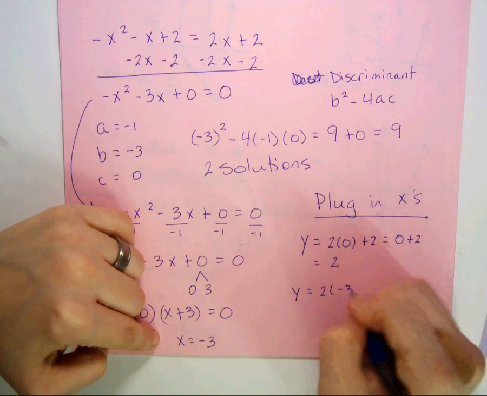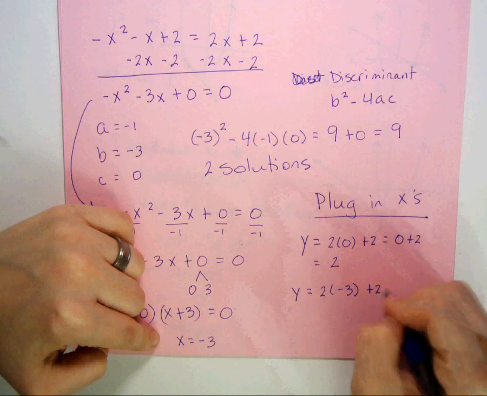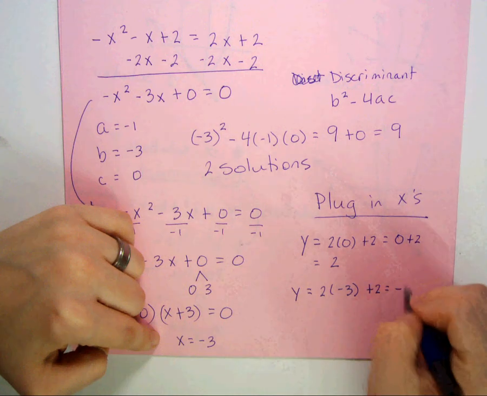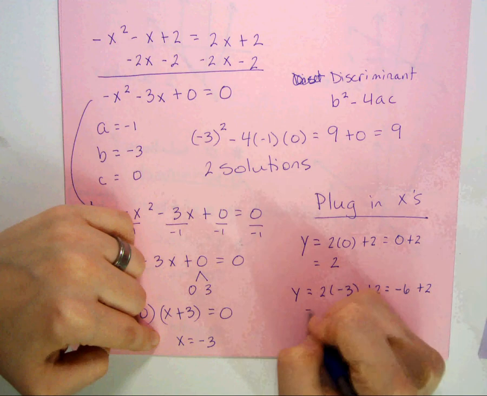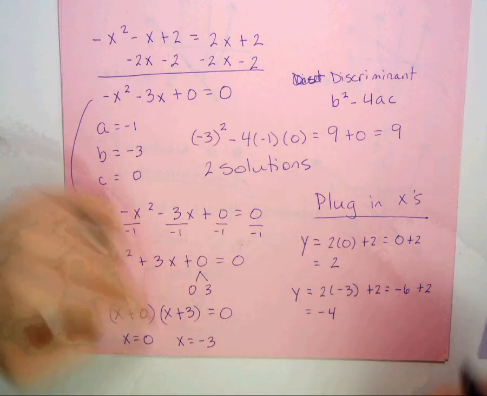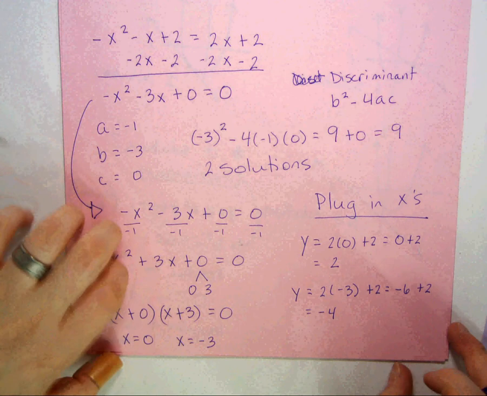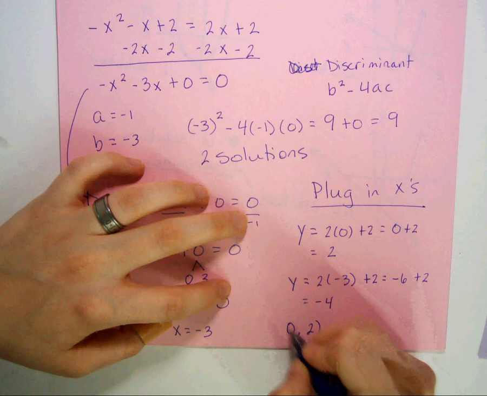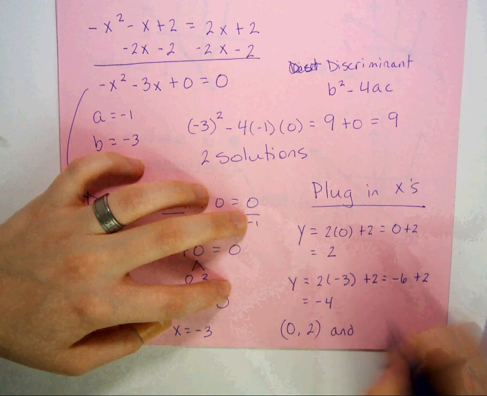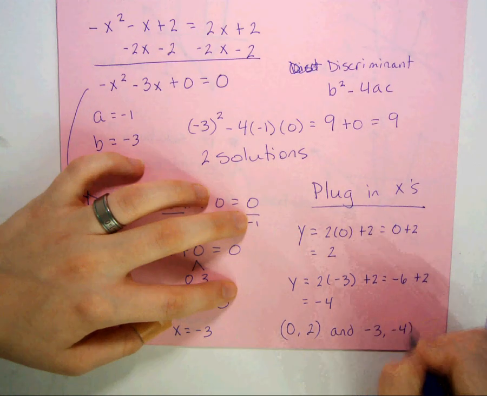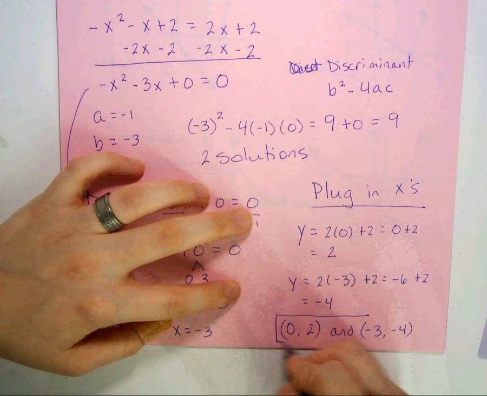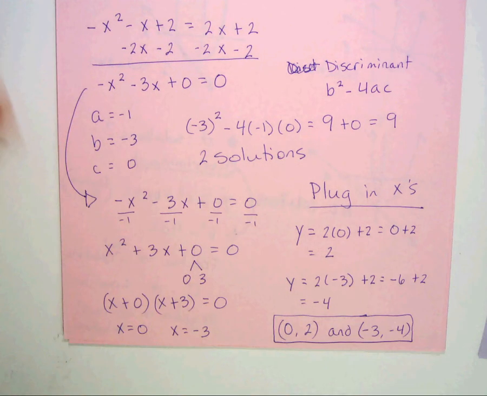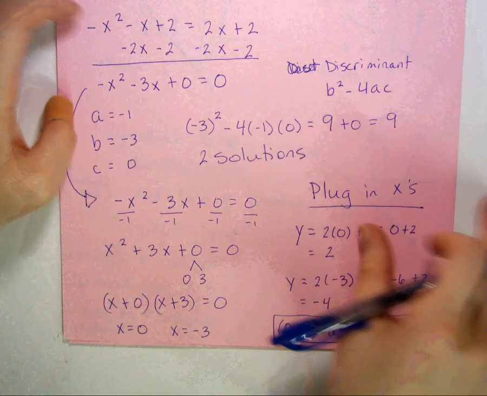And so I get y equals 2 times negative 3 plus 2. So I get negative 6 plus 2, so I get negative 4. So I end up that my two solutions, the 2 points of intersection, are 0, comma 2 and negative 3, comma negative 4. So there we go. Okay, let's try one more. Make sure we got it.